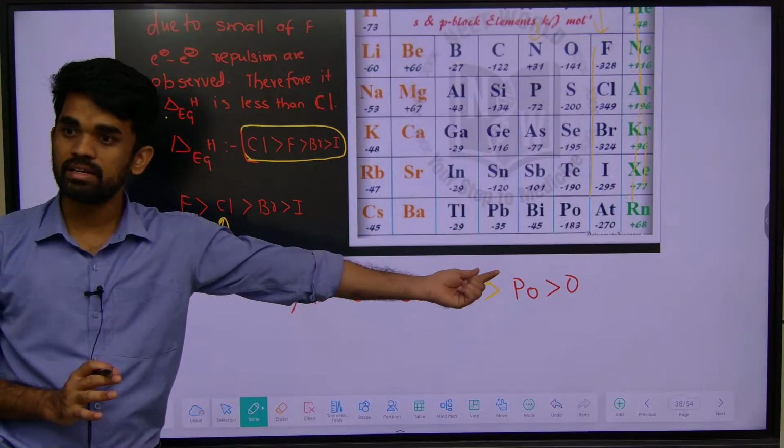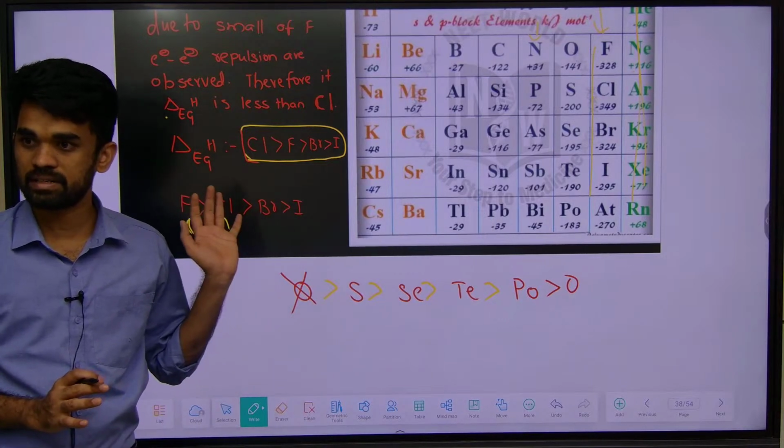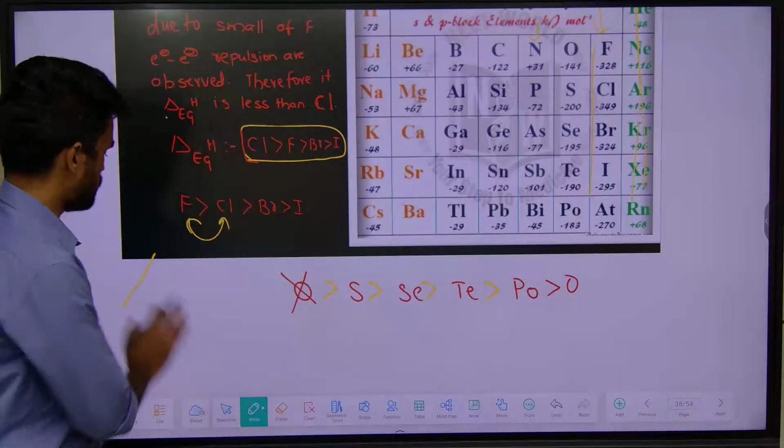What is the story again? What is the concept here? Due to its small size, electron repulsion is the main reason. Yeah, right. This one also.